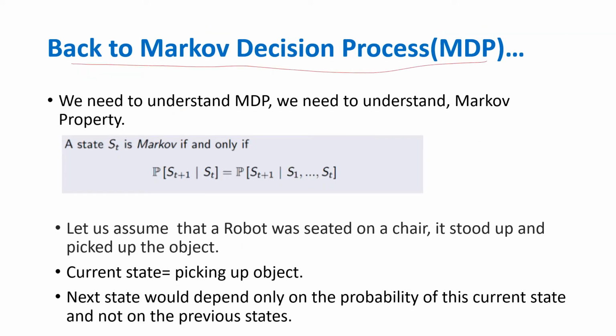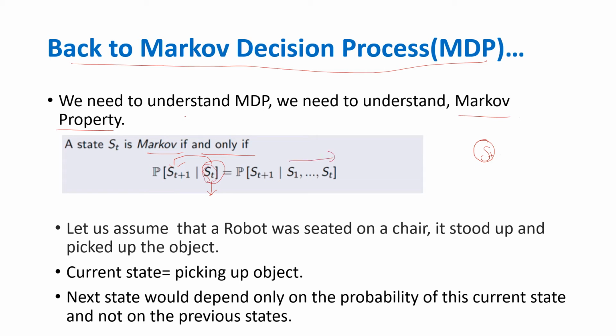Okay, so now our goal was to understand the Markov decision process. Before we understand it, we need to understand what the Markov property is. The Markov property is all about state transition probabilities. A state S_t is Markov if and only if, given we are in state S_t, the probability of the transition from S_t to S_t+1 is only dependent on this particular state S_t and not on the earlier states.